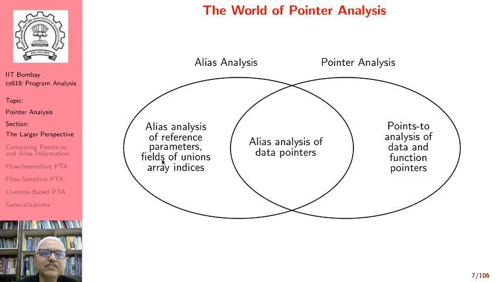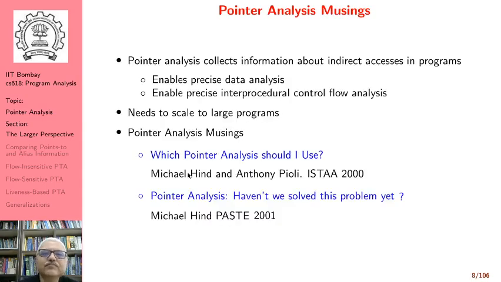There could be aliasing between fields of a union. There could be aliasing between array indices. So we may not know when we use A[i] and A[j] whether the ith index and the jth index mean the same index. So that leads to the possibility of aliasing between array indices. We are going to focus on points-to analysis of data pointers.